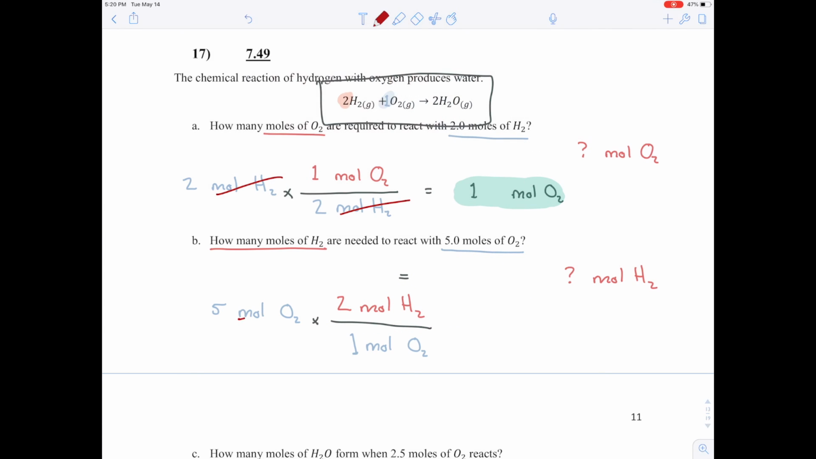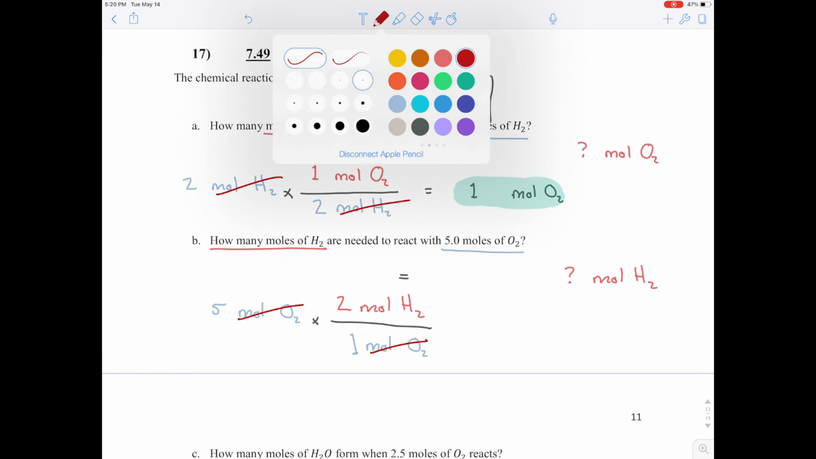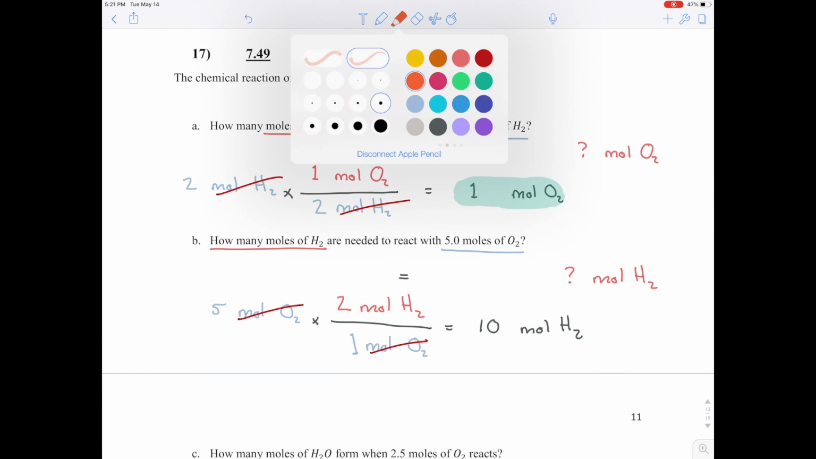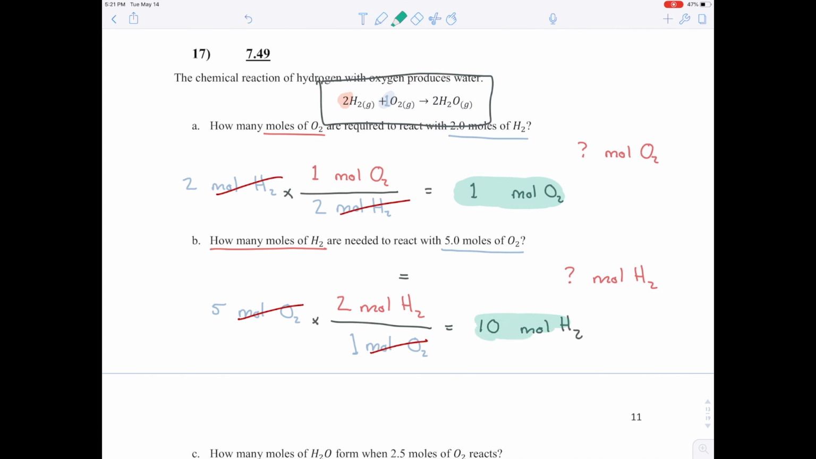Moles of O2 will cancel out. We will be left with moles of H2, which is what we wanted, and we just have to do the math. So multiply by the top, 5 times 2, hit enter, so that's 10. Divide by the bottom, divided by 1, enter. You should get 10 moles of H2, and that would be the answer for this. So that would be the number of moles of H2 you'd need to react with 5 moles of O2.